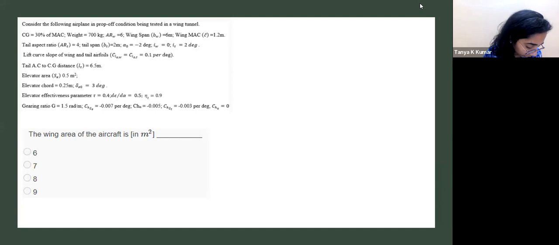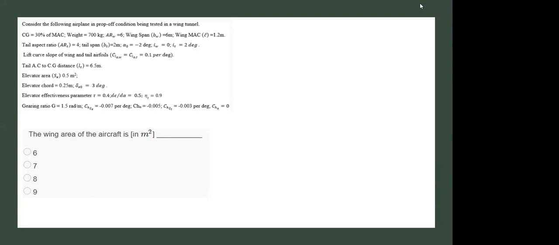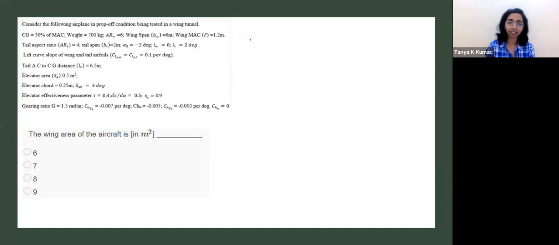Span into wings. I couldn't hear you. What into? Wingspan into the wing MAC. So you have the aspect ratio of the wing, which is 6, and wingspan squared. So you can find out the area of the wing, which is 6, right? Right.